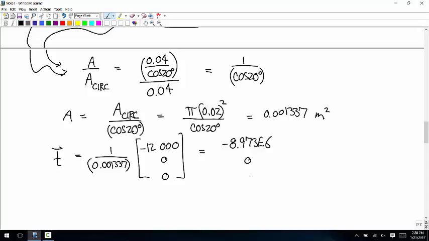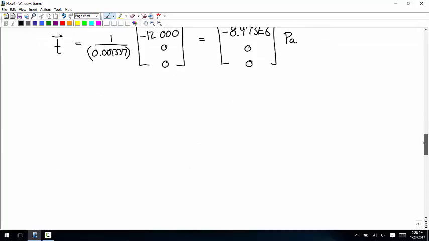Okay, and then 0. That's units of pascals. And so the last thing we need before we can use that relationship between the stress tensor and the traction is we need to know that outward facing normal.